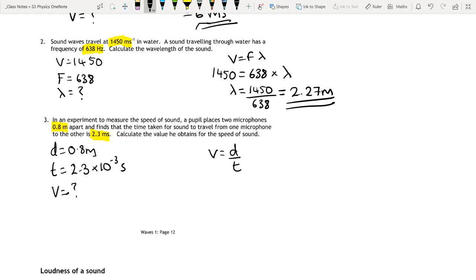Okay. So the distance is 0.8 and the time is 2.3 milliseconds. And that should come to 348 meters per second. So a few things to look out for. Make sure you're using the correct equation. So write down everything that you're given in the question and then decide which equation to use. And also watch your units. Other than that, they should be nice and easy.